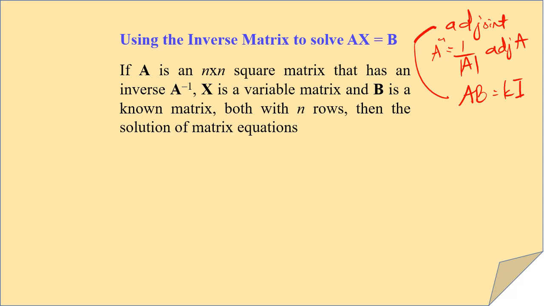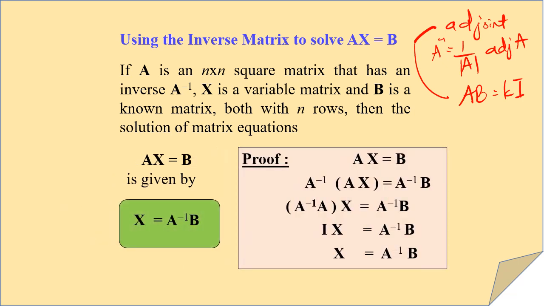Now, if A is an n by n square matrix that has an inverse, A inverse, X is a variable matrix and B is a known matrix, both with n rows, then the solution of the matrix equation AX equal to B is given by X equal to A inverse B. So now we want to find X only, so we want to let X be the subject. We cannot directly bring A to the right side. No, we have to eliminate this A.